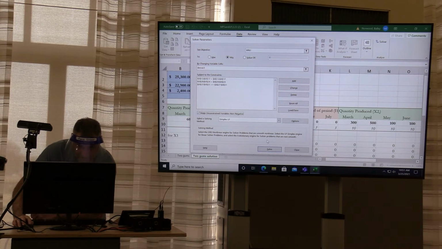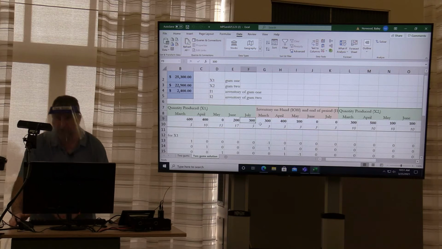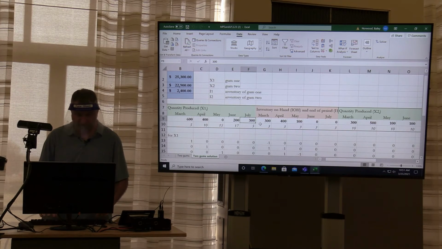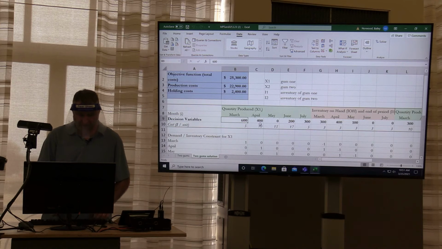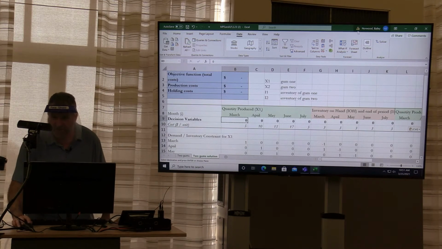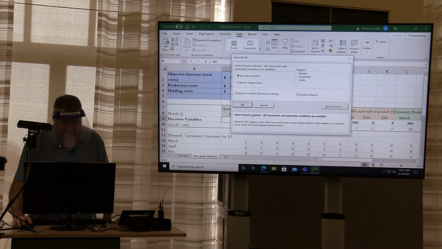And so let's solve it. And it's probably just going to return us the original thing we had. I think it was set up where it already had the original solution. I'm going to go in anyway. I'm going to change all these to zeros just to have it start over, see if we get the same thing. Solver, solve.